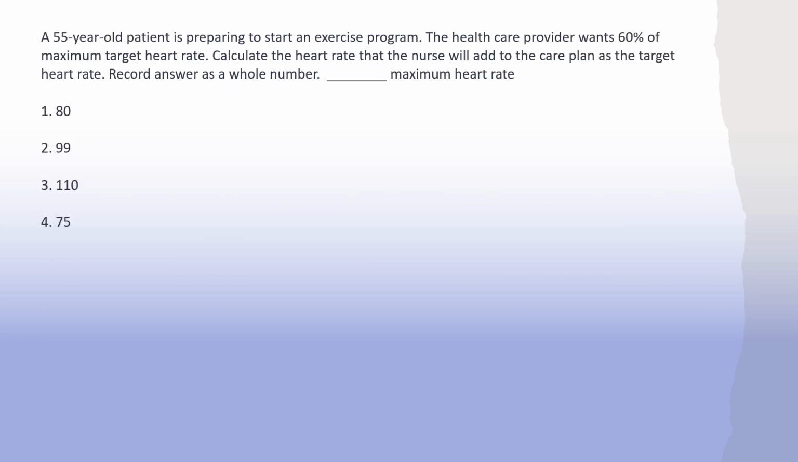A 55-year-old patient is preparing to start an exercise program. The healthcare provider wants 60% of maximum target heart rate. Calculate the heart rate that the nurse will add to the care plan as the target heart rate. Record answer as a whole number. Blank. Maximum heart rate: 1. 82, 2. 99, 3. 110, 4. 75.